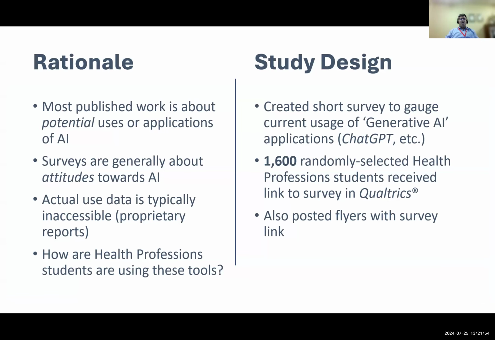So the main rationale of this is when we took a look at a lot of the published research about this, a lot of it really focuses on this notion of what might happen in the future, not so much what's going on right now.